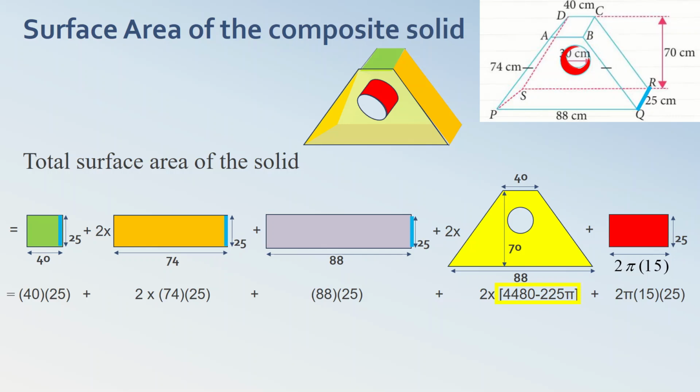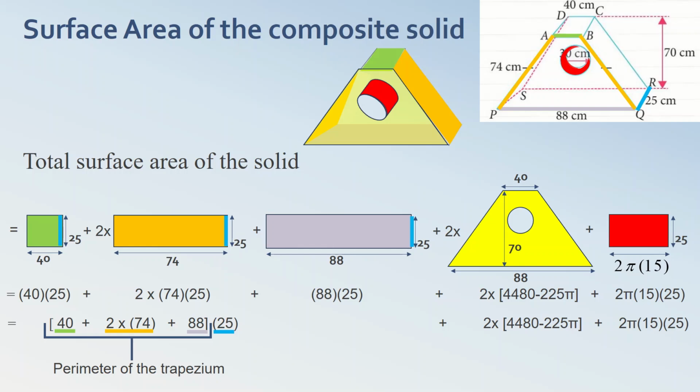It is noteworthy that the area of the yellow figure was calculated earlier to be 4,480 minus 225 pi cm squared in part 1 of the question. Realizing this, you will not need to spend time calculating the area of the yellow figures all over again. Have you written it somewhere in your working? I hope this encourages you to have clarity in your maths presentation.